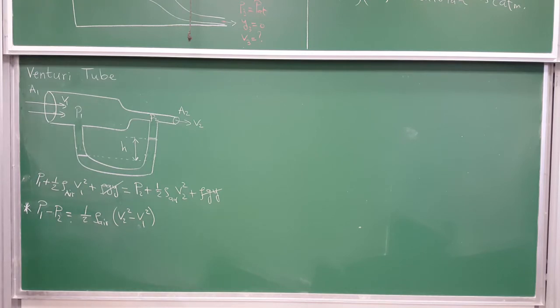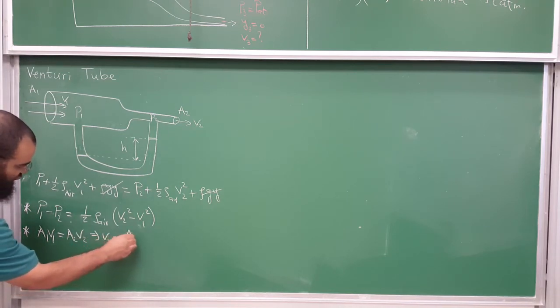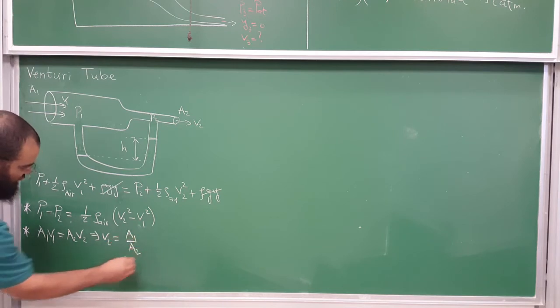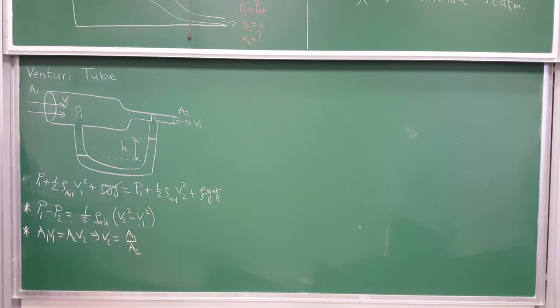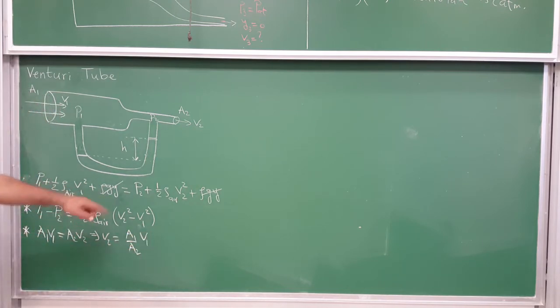Now the continuity equation will tell me A1 V1 equals A2 V2. And so I can have V2 be A1 over A2 times V1, and I can plug it over there. So let's see what happens when we plug it in.